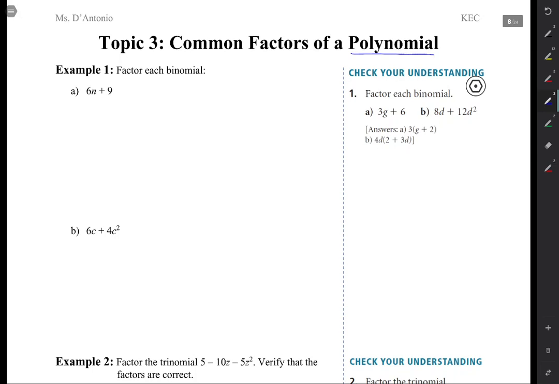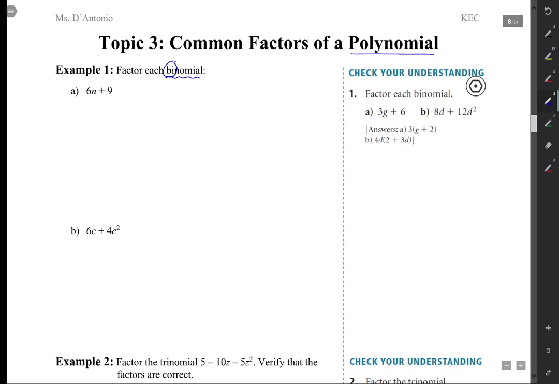So let's look at example 1 here. Factor each binomial. You might remember this word from grade 9 as well. Binomial just means a polynomial with two terms. Remember, each term is separated by a plus or a minus sign. In example A and B, there's only two terms in both of them. Both of these are still polynomials, but they're a special type called a binomial because there are two terms in them. So let's look at how to factor these.